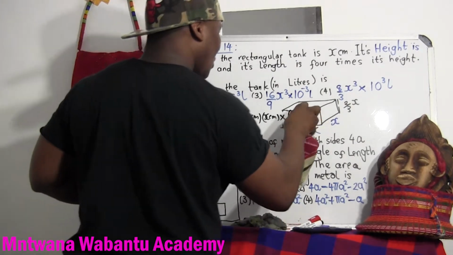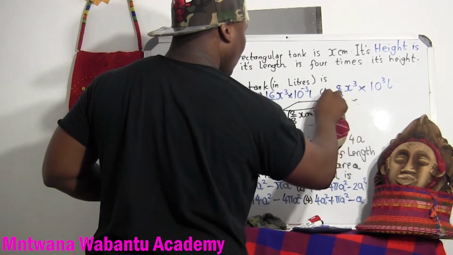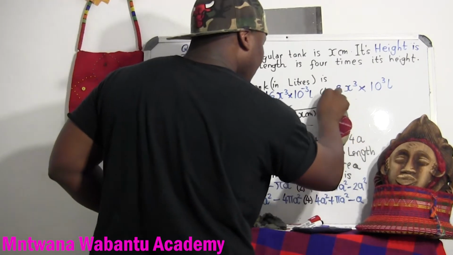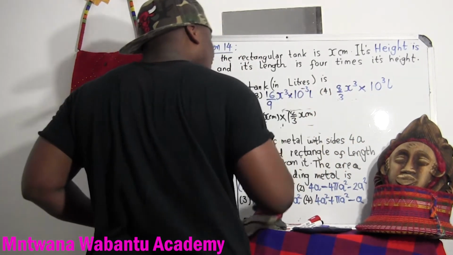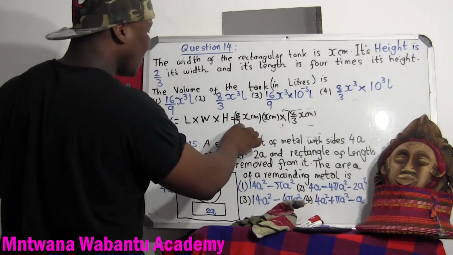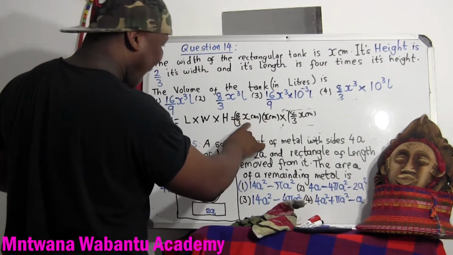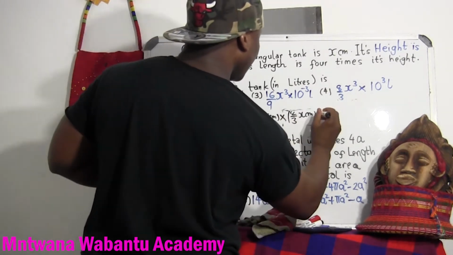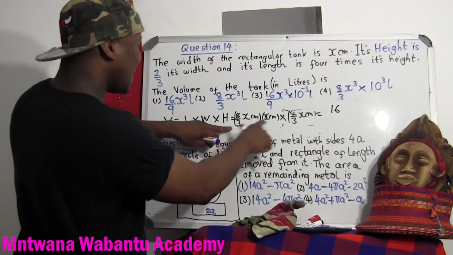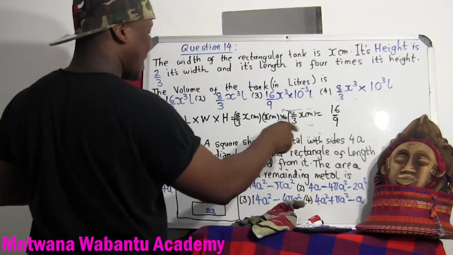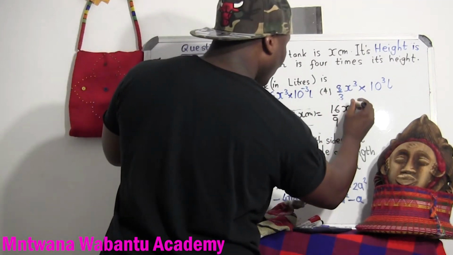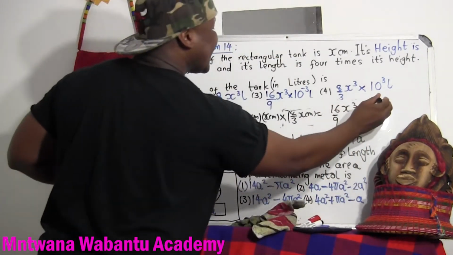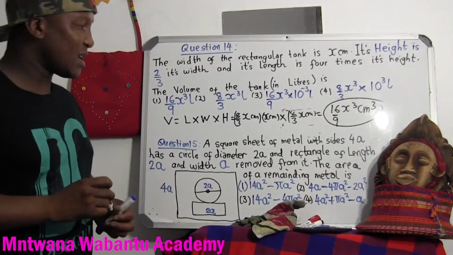Now let's erase this because we don't need it anymore. Sorry guys, just a second. So now let's multiply. First, the numbers: 8/3 times x times x times 2/3. 8 times 2 equals 16, and 3 times 3 equals 9. x times x times x is x cubed. Centimeter times centimeter times centimeter is centimeter cubed. So this is the volume in centimeters cubed.